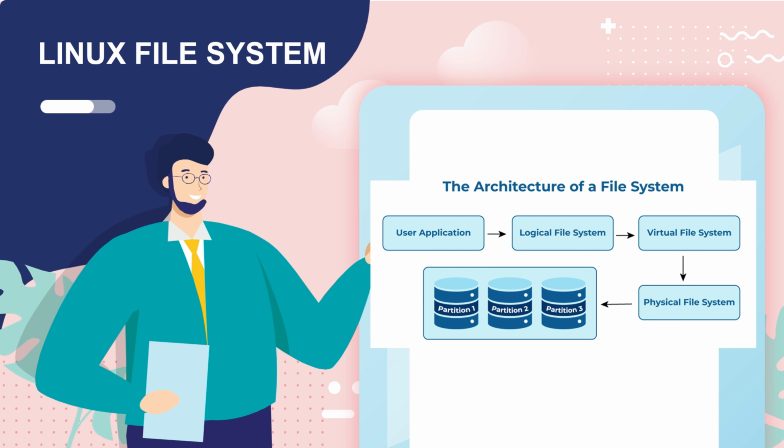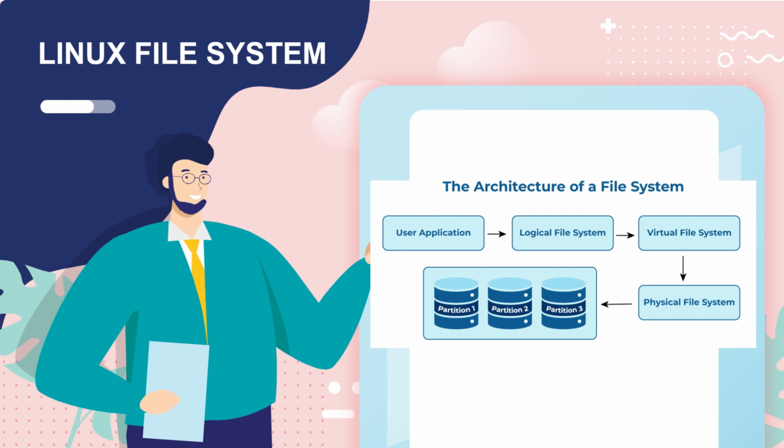The first one is the logical file system, the second is the virtual file system, and the third one is the physical file system. The logical file system acts as the interface between the user's applications and the file system itself. It facilitates essential operations such as opening, reading, and closing files. It serves as the user-friendly front end, ensuring that applications can interact with the file system in a way that aligns with users' expectations.